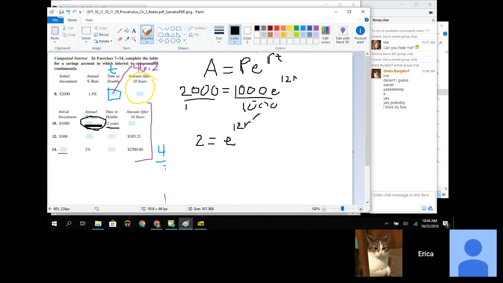Okay, in order to get that rate down to solve it, you want to take the natural log of 2 on one side, and you want to take the natural log of e to the 12r power. That 12r gets to come out front because it's in the exponent, and the natural log of e is just 1. So it's a really powerful way to solve it.